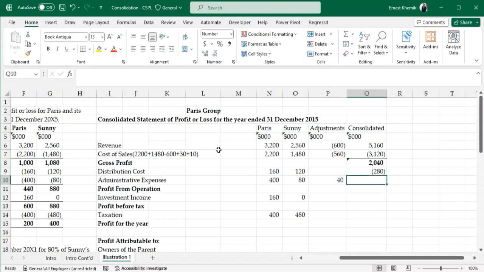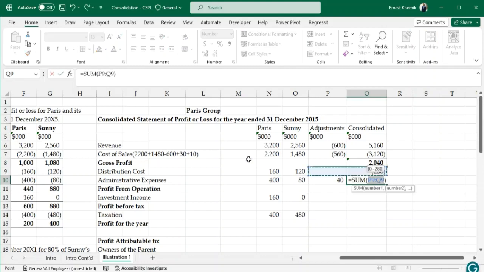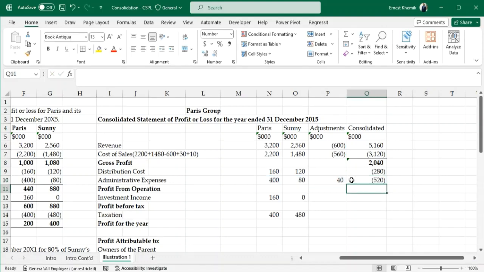as our goodwill impairment. Then I'll have my alt equals, sorry, this is supposed to come here, so alt equals, and then I'm going to put my negative sign in front of the sum, and then I'll sum that together. So we have our administrative expenses, adding it from the gross profit through the administrative expenses is going to give me my profit from operations.